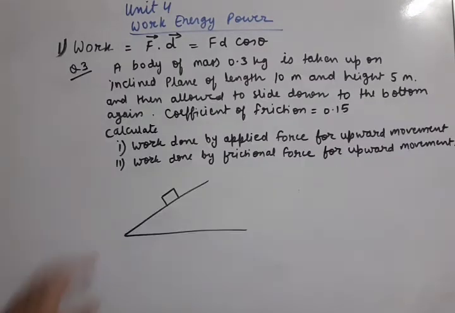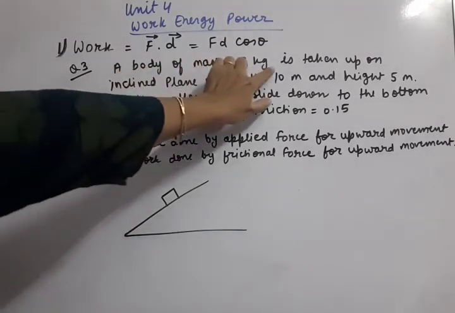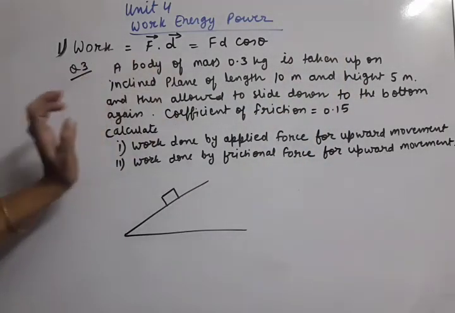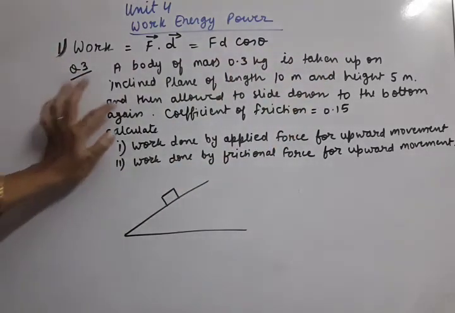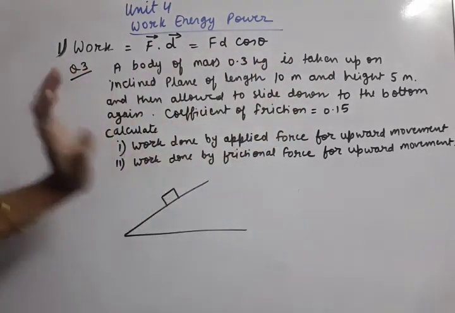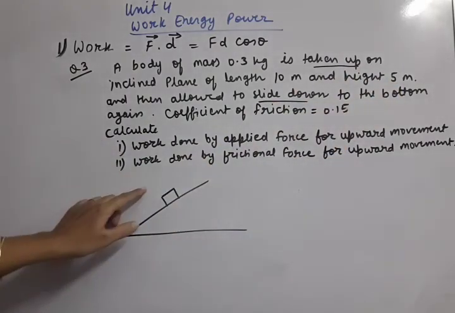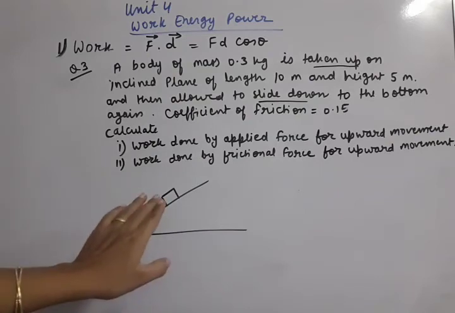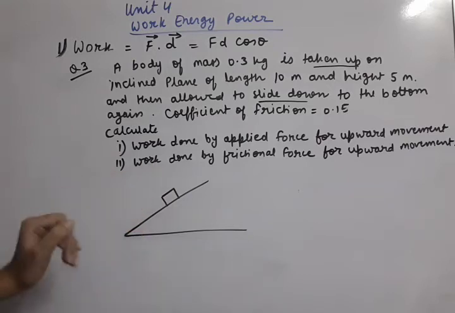Okay. Let us see this question. A body of mass 0.3 kg is taken up on an inclined plane of length 10 meter and height 5 meter and then allowed to slide down. So you can see there are two motions. Initially the body is taken up. So obviously, for the body to move up, we need an applied force. By itself, it will not go up.